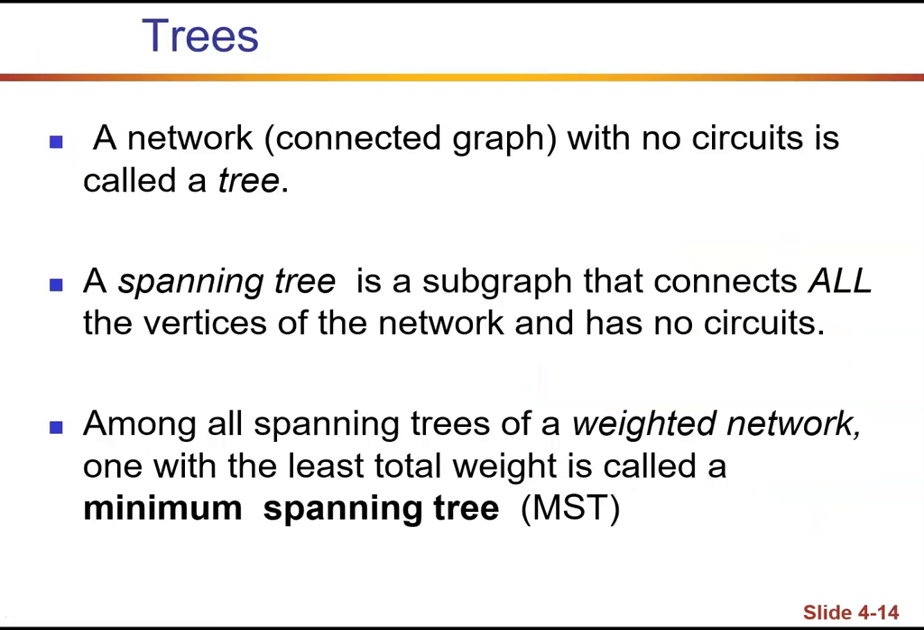Trees. All right, what is a tree? It's a network, or in other words, a connected graph with no circuits. That is a tree. A spanning tree is a subgraph that connects all the vertices of the network and has no circuits. So again, goes to all the towns, has no circuits. Among all spanning trees of a weighted network, one of least total weight is the minimum spanning tree, MST.